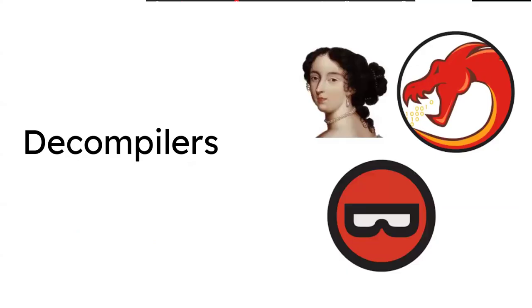We're going to continue on to the next part of the lecture. These are three main decompilers: IDA, Ghidra, and Binary Ninja. We're going to be using Ghidra because it's free.